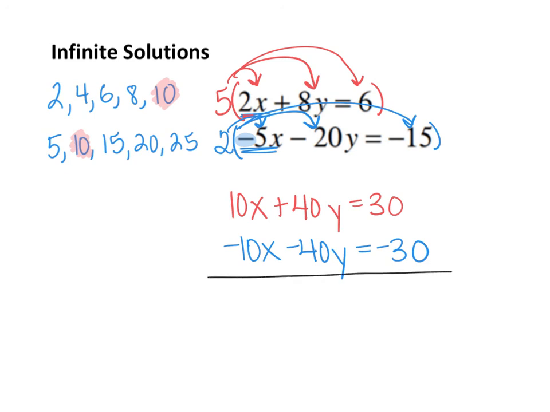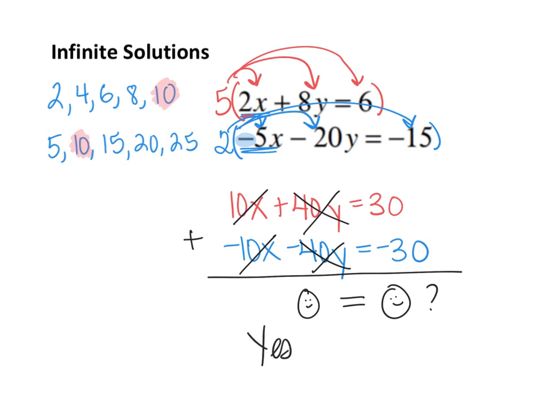Now, just like the others, we're going to add down. Hopefully, our elimination works. 10x minus 10x, all right, goes to 0. 40y plus negative 40y, that also goes to 0, so we're left with 0 on the left. 30 plus negative 30, that also goes to 0. We got all these zeros here. Is 0 equal to 0? That would be a yes.